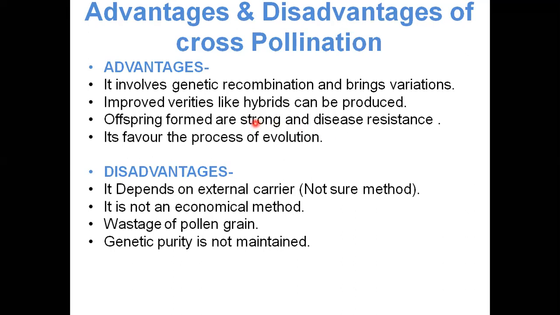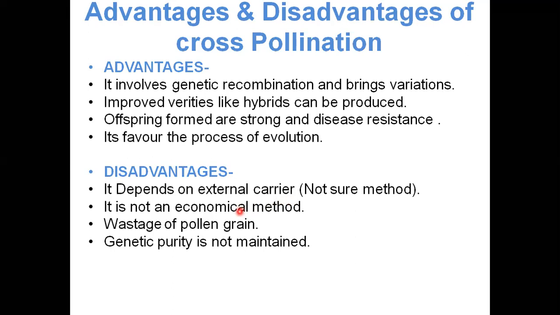These offspring are healthy, strong, and disease resistant. They can survive in different climatic conditions. It favors the process of evolution. They show the evolution process. Disadvantages: it depends on an external carrier. As we know, they require an external agent like bees, insects, and moths.